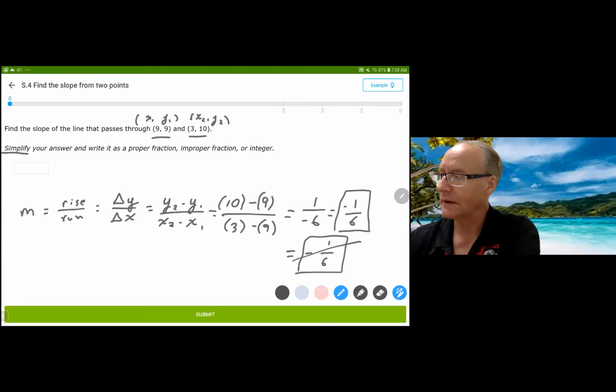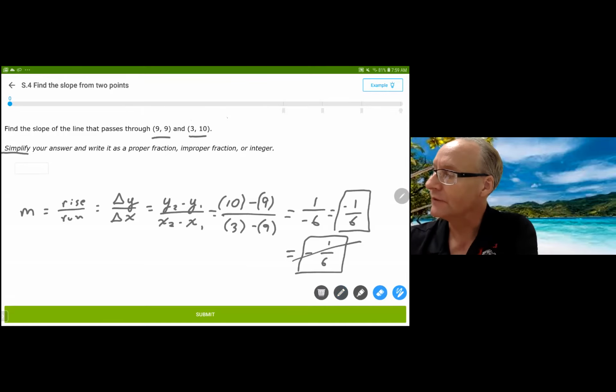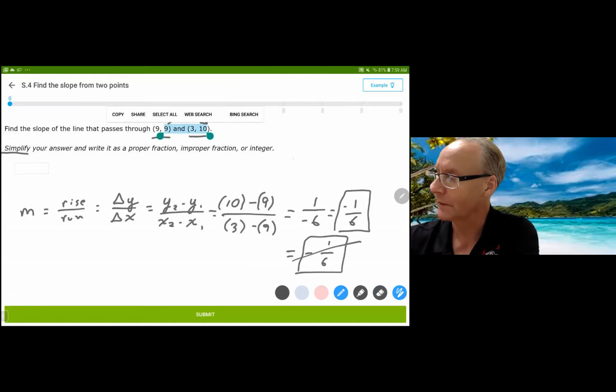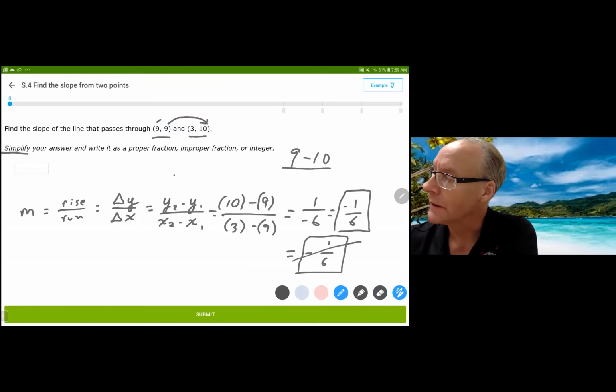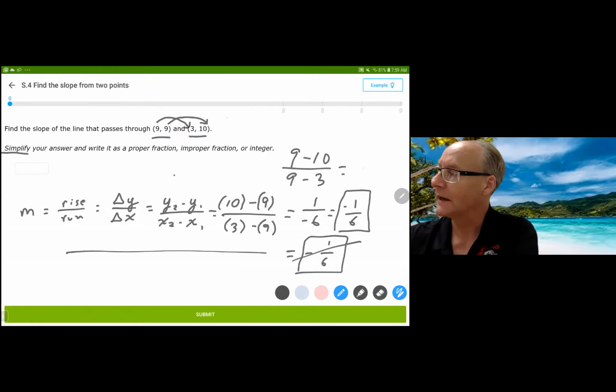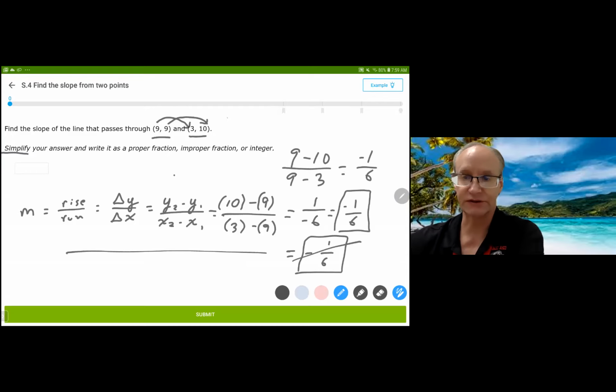Now, a lot of people say, well, what if I had done it backwards? What would happen? Well, look, it doesn't matter if you subtract in the other direction. And in fact, a lot of times I use arrows to indicate my subtraction direction. So if I take 9 minus 10 over 9 minus 3, notice the arrows are going in the same direction. Now this is a little bit simpler version of the same thing. I get -1 over 6, which happens to be the same. It doesn't matter which one you take first or second, just as long as you go in the same direction. What's important is to make sure that those subtractions are going in the same direction.